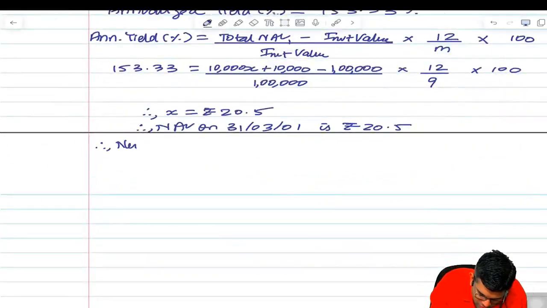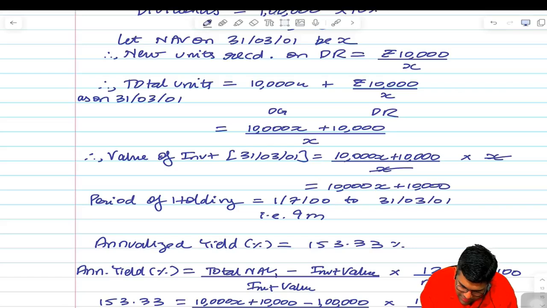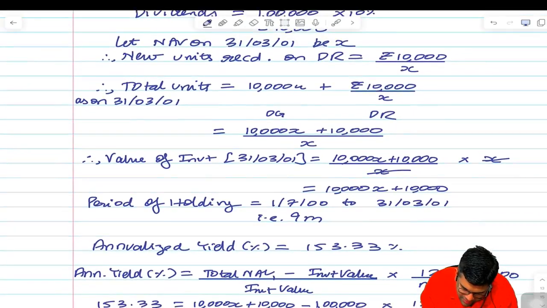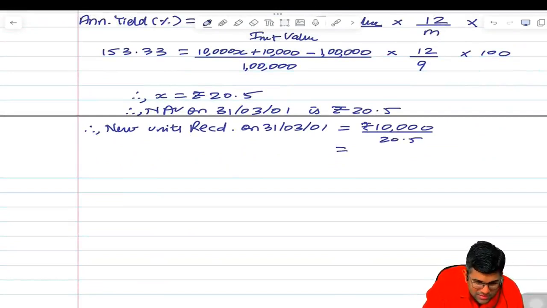Therefore, new units received on 31-3-2001 will be 10,000 divided by x. So it is 10,000 divided by 20.5. This is 487.8. 487.8 units.